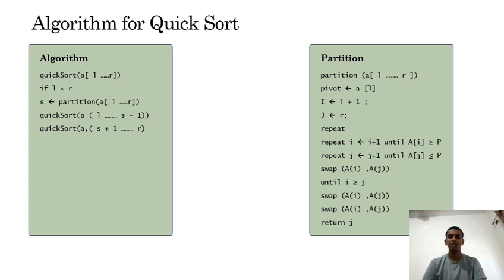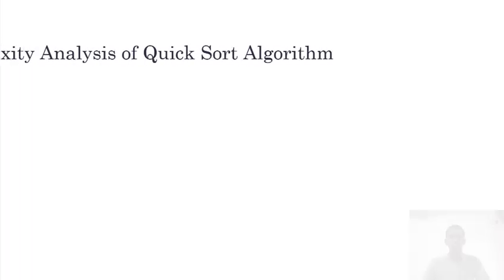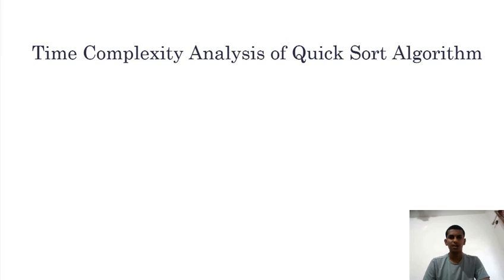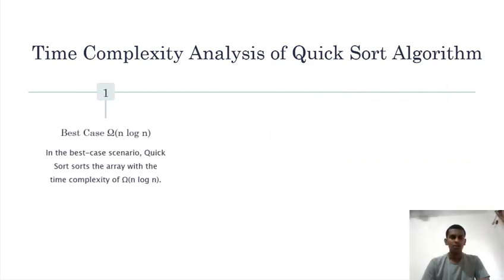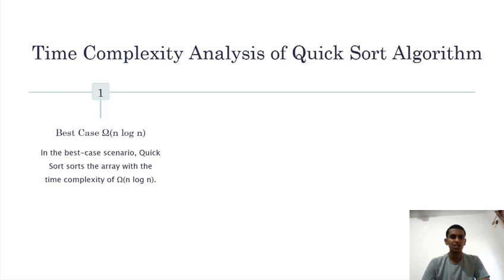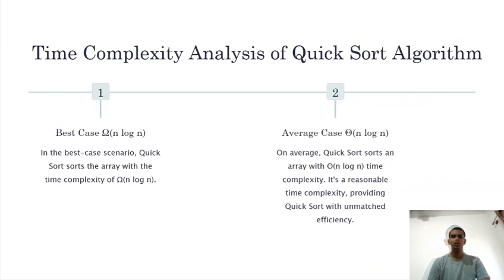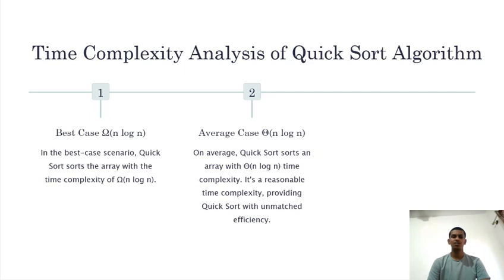Now let's see the time complexity analysis of the Quicksort algorithm. Best case, omega of n log n. In the best case scenario, Quicksort sorts the array with a time complexity of omega n log n. Average case, theta n log n. On average, Quicksort sorts an array with theta n log n time complexity. It is a reasonable time complexity, providing Quicksort with unmatched efficiency.